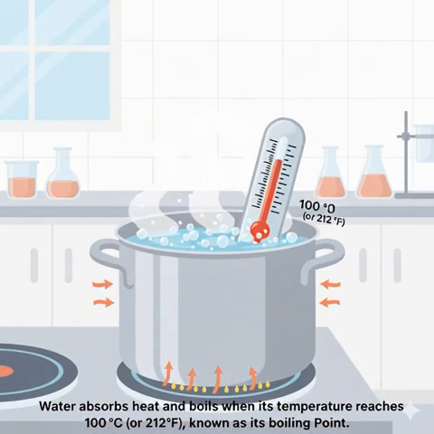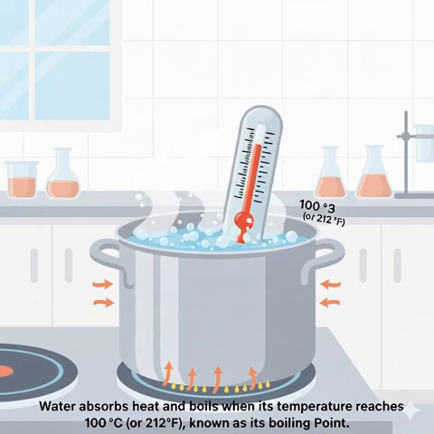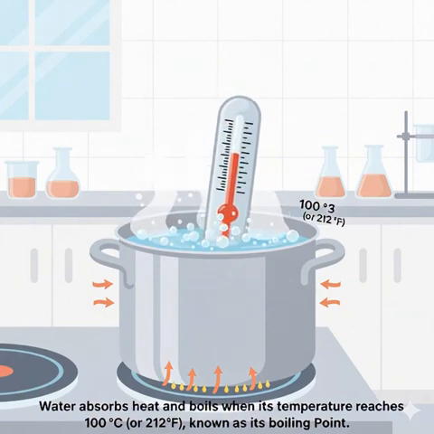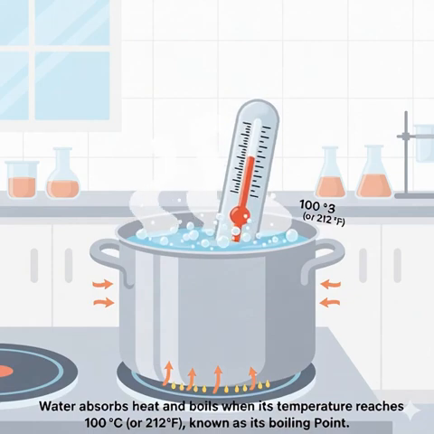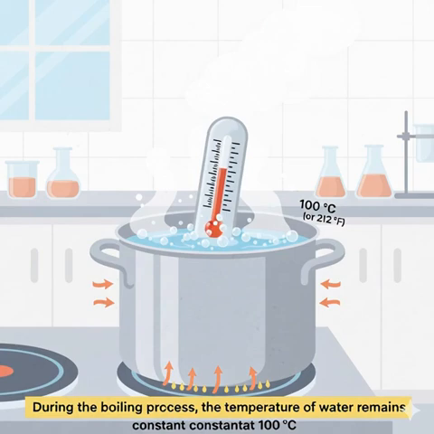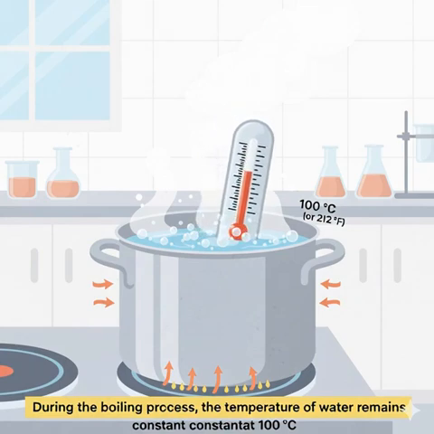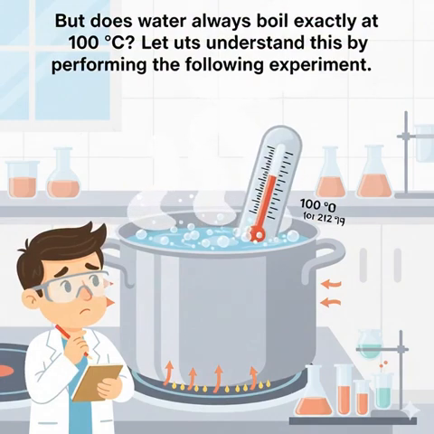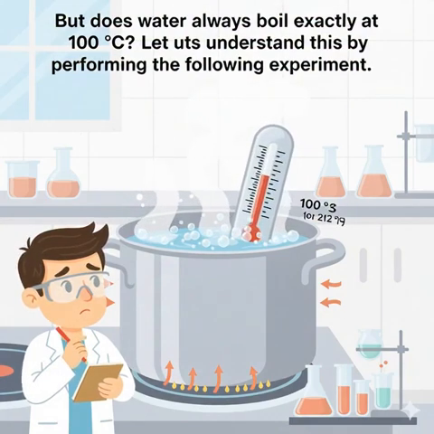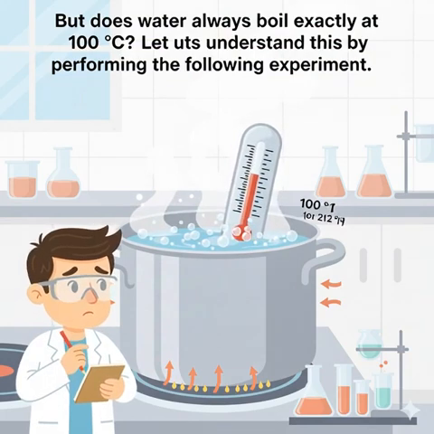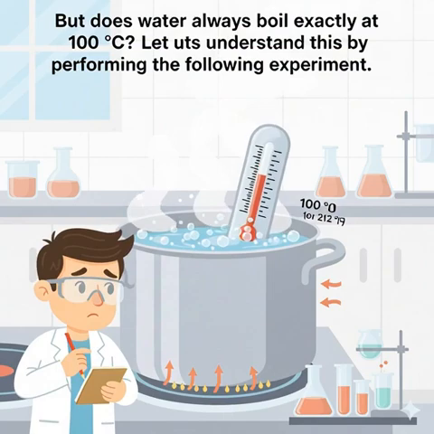Water absorbs heat and boils when its temperature reaches 100 degrees Celsius or 212 degrees Fahrenheit, known as its boiling point. During the boiling process, the temperature of water remains constant at 100 degrees Celsius. But does water always boil exactly at 100 degrees Celsius? Let us understand this by performing the following experiment.